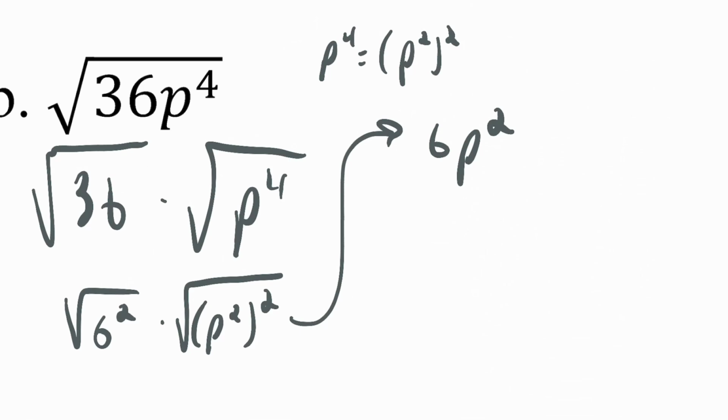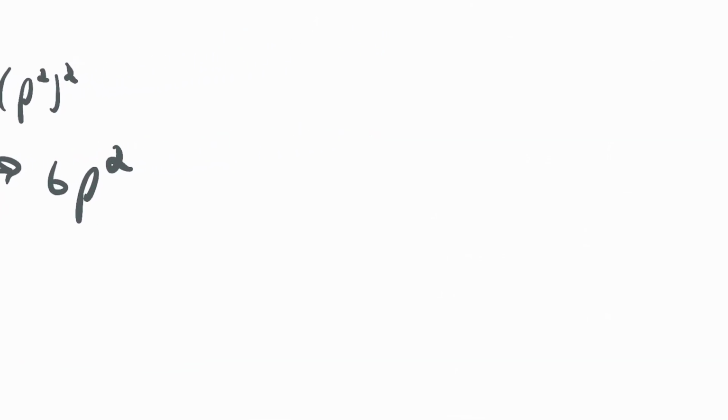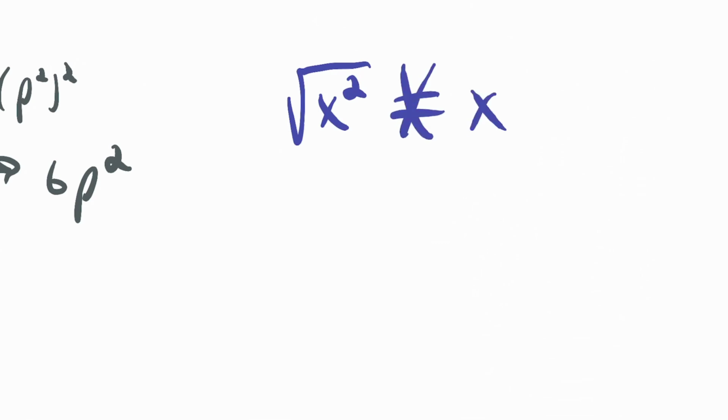So I want to talk about the exception to that. Well, not the exception. There are two, I suppose. If I had the square root of x squared, right? Then this is not x. Okay, it's a little bit more complicated than that.